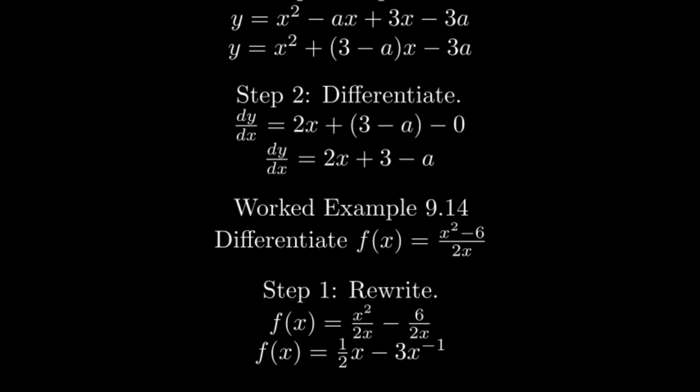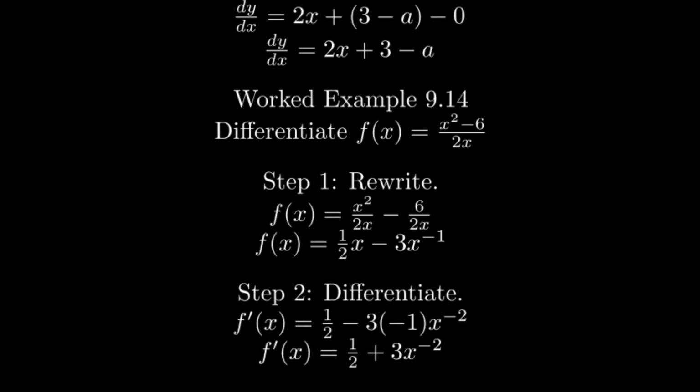Now we can differentiate this term by term. The derivative of 1/2 x is just 1/2. For the second term, we have minus 3, and the derivative of x to the negative 1 is negative 1 times x to the negative 2. The two negatives make a positive, so we get 1/2 plus 3x to the negative 2.